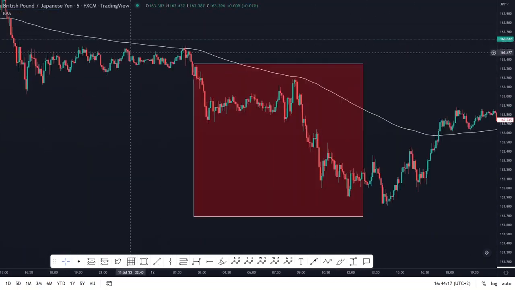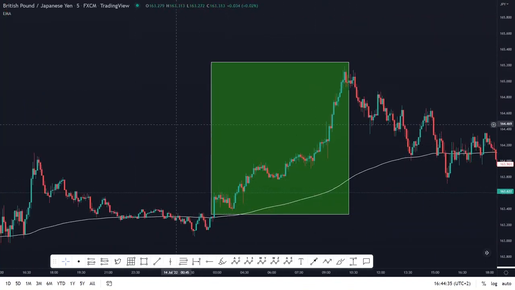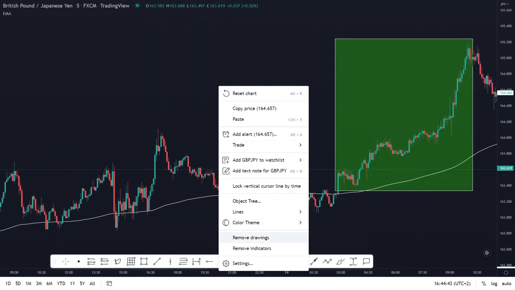So when price is below our moving average, we will sell. When price is above our 200 moving average, we will buy. Now that we have everything to get started trading this indicator, we need to know how to make an entry using our price action entry strategy. I will show you in the next section of the video.